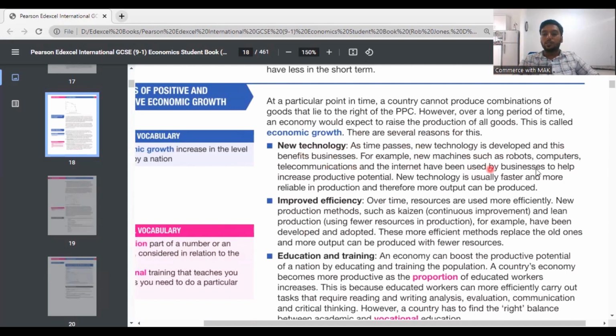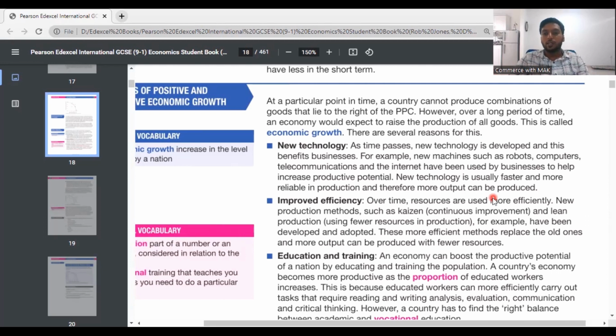For example, new machines such as robots, computers, telecommunication, and the internet have been used by businesses to help increase productive potential. New technology is usually faster and more reliable in production, therefore more output can be produced. In simple terms, if you bring in new technology, you can produce faster. If you're working on a slower computer, the work you get done is going to be less, but a faster computer will make your work much easier and much faster.